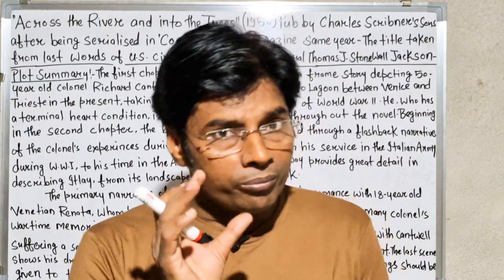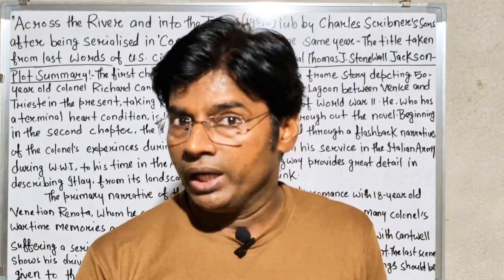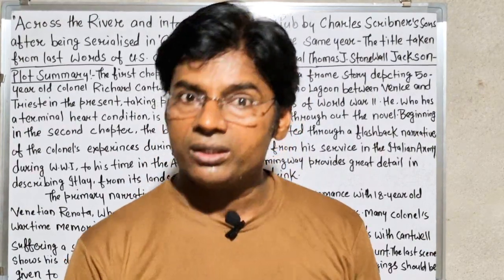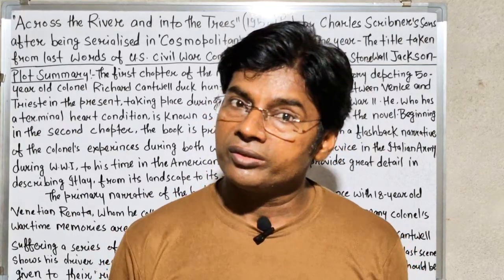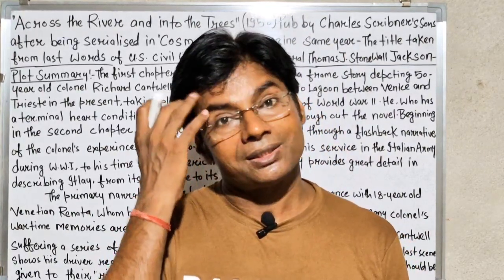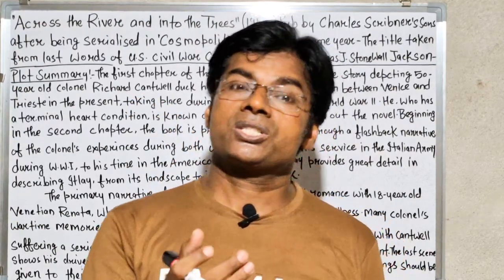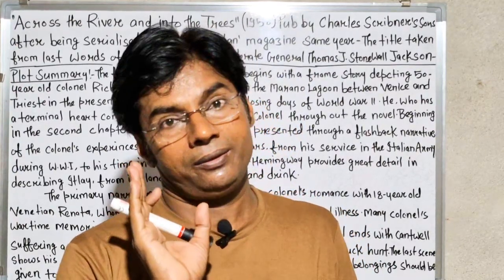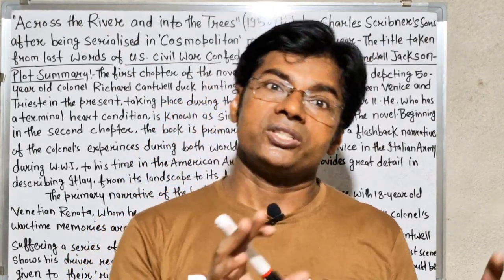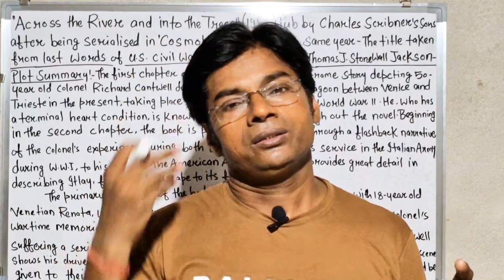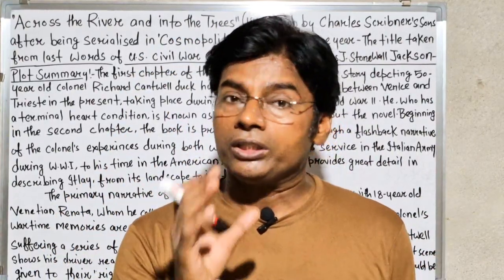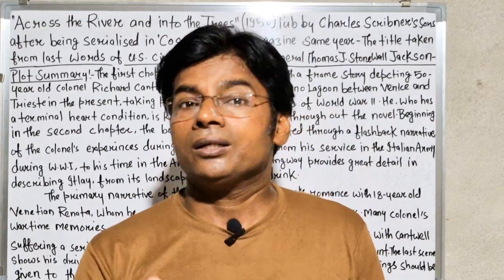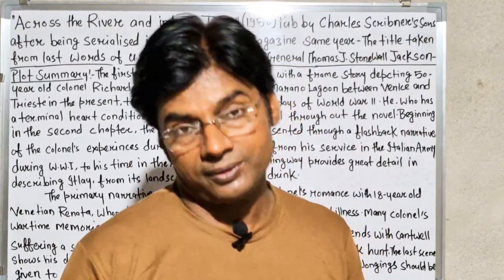So, from a competition point of view, all you need to bear in mind is that Colonel Cantwell is the protagonist of this novel. The novel was published in the year 1950. Charles Scribner's Sons published it in book form, but before being published, the novel was serialized in Cosmopolitan magazine. Second important thing, he is in love with a young girl, Renata. She is from Venice. It means she is a Venetian girl, because she is from Venice.